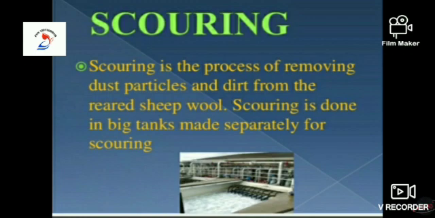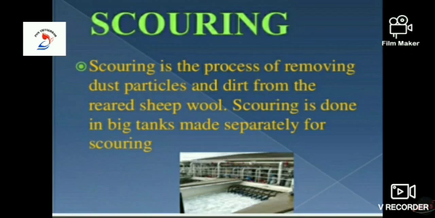Scoring is a process of removing dust particles and dirt from the reared sheep wool. Scoring is done in big tanks made separately for scoring in order to remove dirt, dust and grease. It is done with the help of machines also. The process of removing dirt, dust and grease from the sheared hair is called scoring.